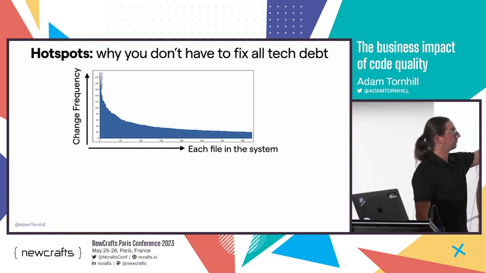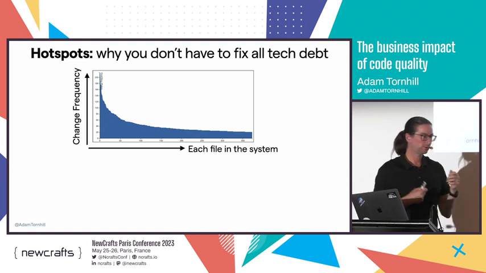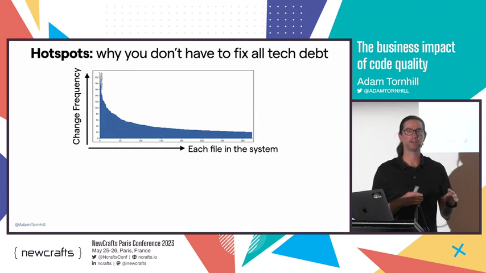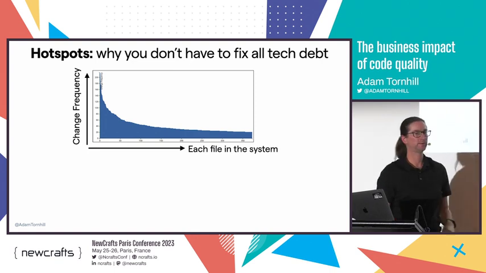And what you see here on screen is one of the most important graphs I want to show you today. On the x-axis, you see each file in the system, and those files are sorted according to the change frequency. That is how many commits you have done to each file, and that's what you see on the y-axis.